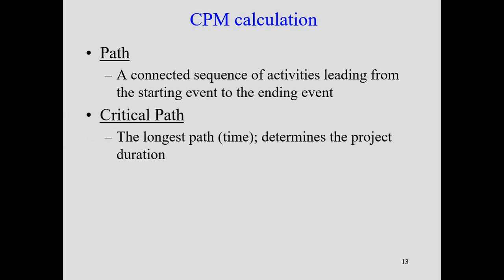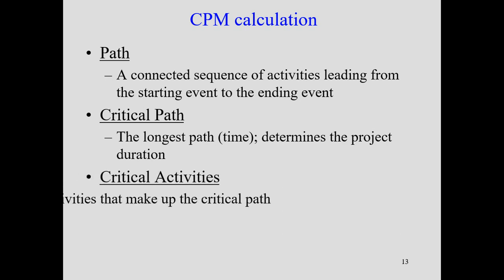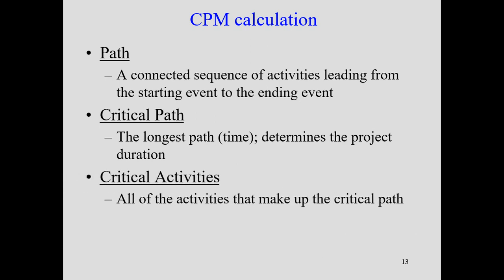Now the critical path is the longest path, or the longest time, which determines the project duration. So the critical path is equal to the project duration. Critical activities are the activities that make up the critical path. Now there are two types of passes we follow. Starting node to the ending node is normally called the forward pass.